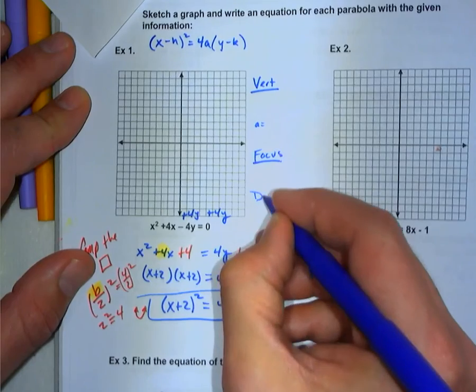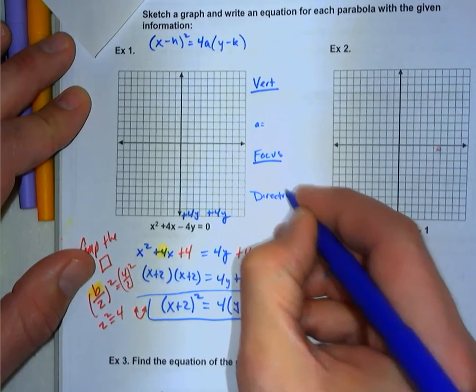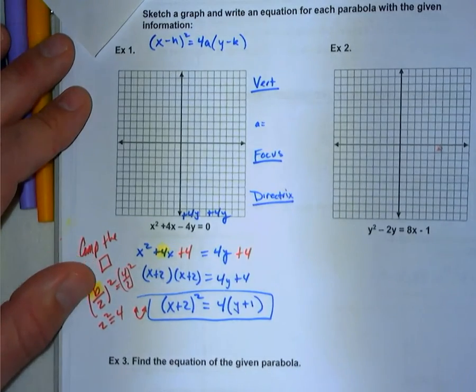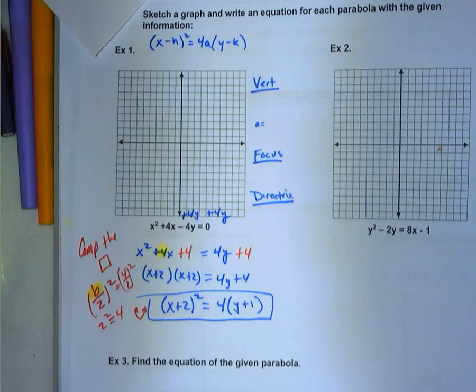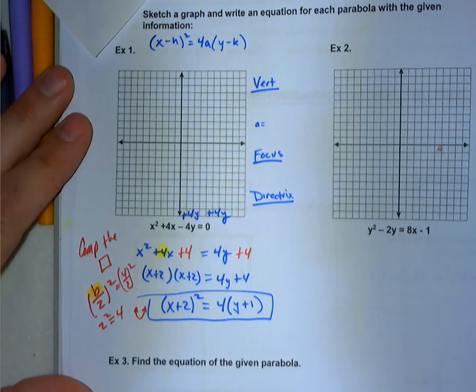And then the directrix. Quiz or test, all these will be blanks. You got to fill those in. Okay? Vertex and focus is a coordinate point, and then the directrix is a line. So let's take a look.